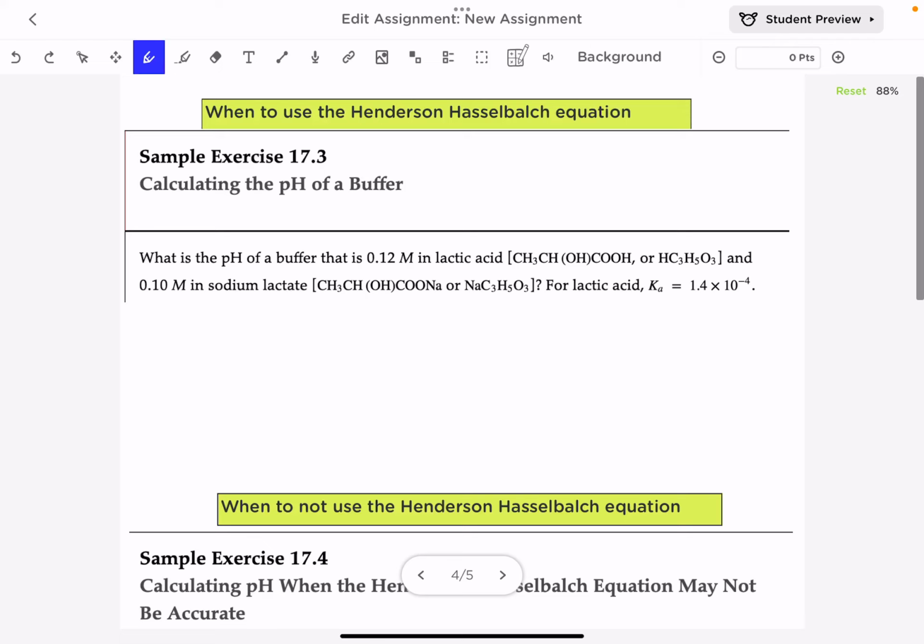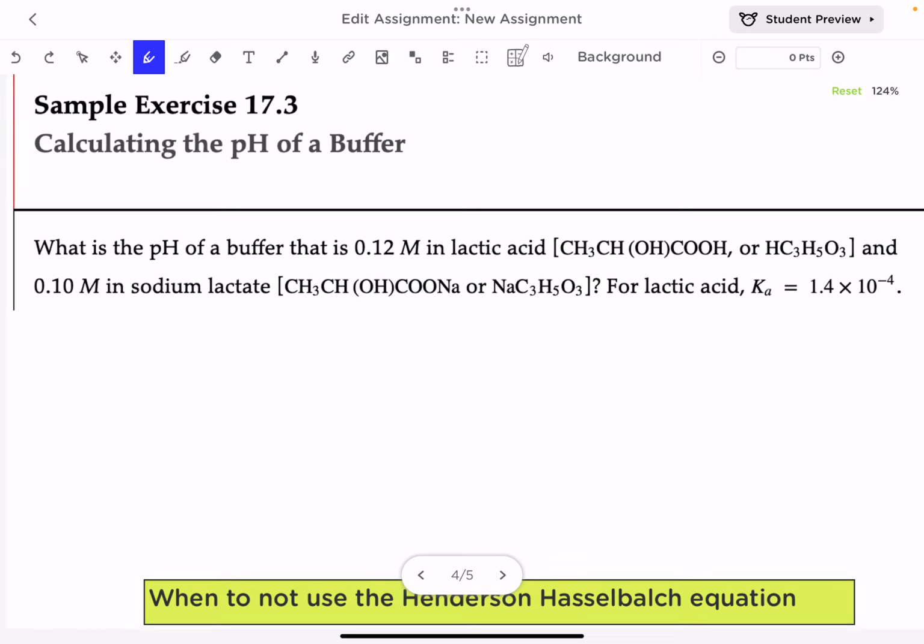Today in my video tutorial, I am going to explain how to calculate the pH of a buffer solution. Now, calculating the pH of a buffer solution can be tricky sometimes because we have this equation, the Henderson-Hasselbalch equation. Sometimes we use it, but sometimes we cannot use it. So let's discuss when it is okay to use this equation and calculate the pH of a buffer.